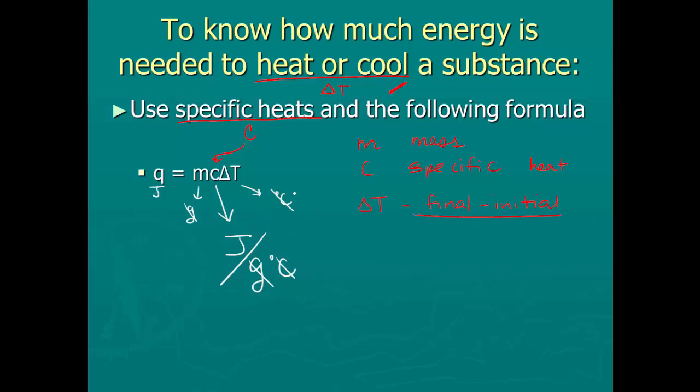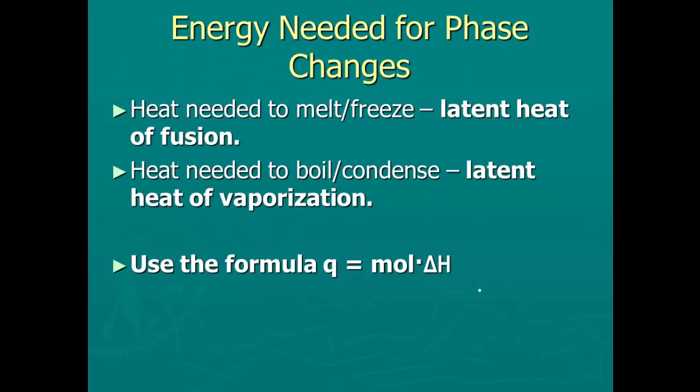So when we're using the specific heats, we have to use these units: mass in grams, degrees Celsius for temperature, and joules is our Q value. Now, this only works for the sloped part of the line where the temperature was actually changing. What do we do for the phase changes? We have different numbers to do this math.